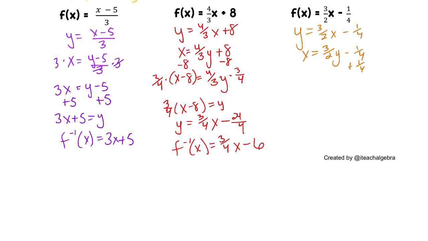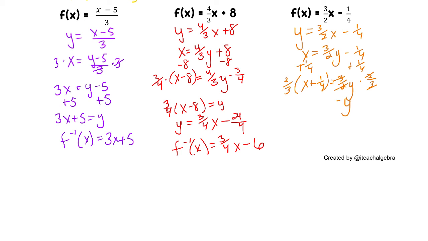So I'm going to add the 1/4 to each side. The new denominators don't matter because I'm not going to be adding anything anyways. These are going to stay separate. x plus 1/4 equals 3/2 times y. I'm going to multiply by the reciprocal, 2/3. 2 over 2 cancels, 3 over 3 cancels, and I'm left with just a y.